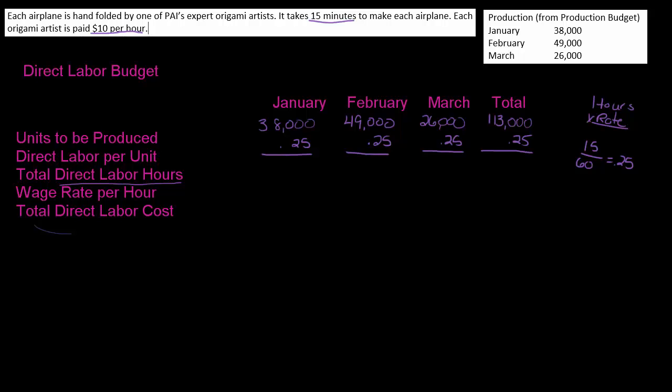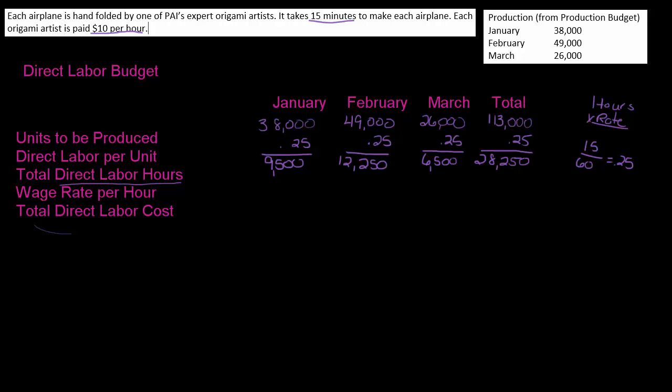So 38,000 times 0.25 is 9,500. 49,000 times 0.25 is 12,250. 26,000 times 0.25 is 6,500. And 113,000 times 0.25, 28,250 hours for the quarter. Okay, so now these are hours.